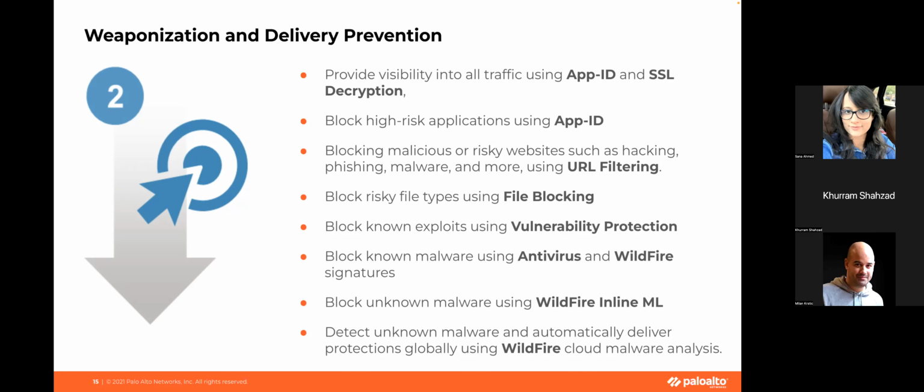But this is important. As I mentioned, sometimes we have to allow executables, have to allow scripts, and this is where antivirus and WildFire signatures come into play. They will detect malware in files that were allowed by file blocking. Now, this is known malware, right? So malware for which we have signatures and can detect it and block it.